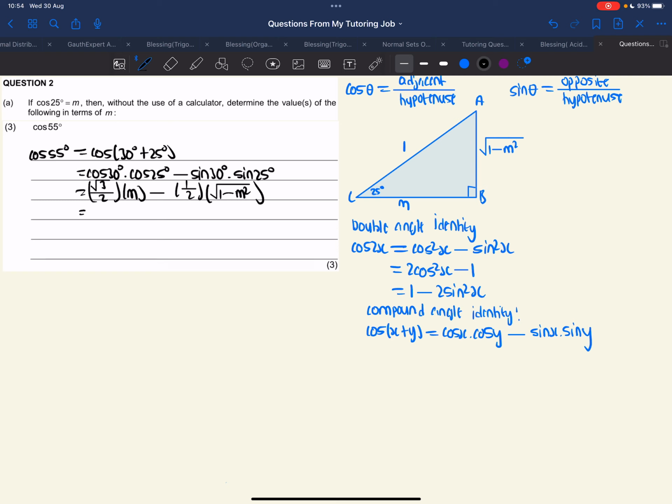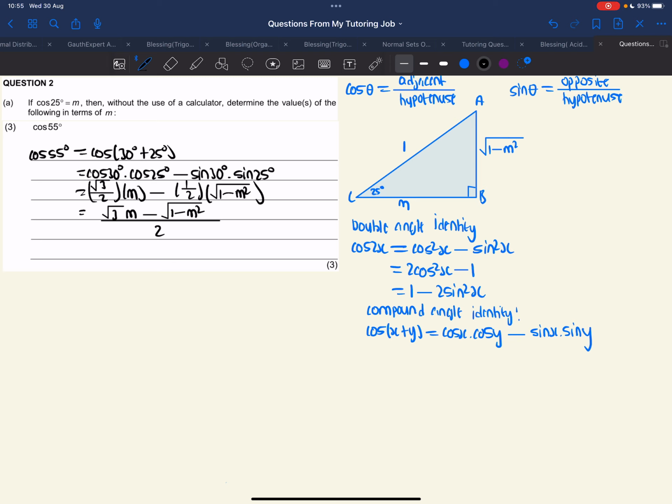Now let's combine those into a fraction. They both have the same denominator, which is 2. So it's going to be square root 3 m minus square root of 1 minus m squared, all over 2. Basically the answer they are looking for is square root 3 m minus square root of 1 minus m squared, over 2.